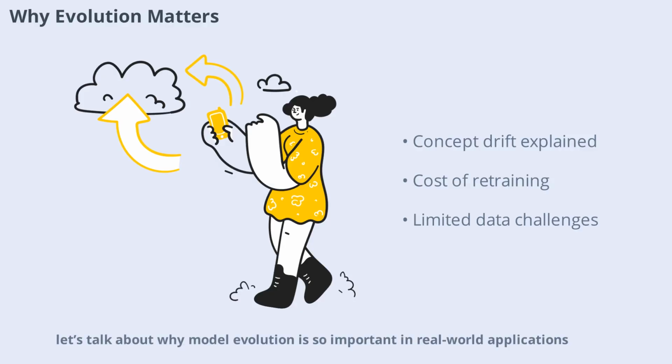real-world applications. First, there's concept drift. Data distributions change over time. Think about how shopping patterns shifted after COVID-19. If your recommendation model is trained on old data, it might fail to capture new behaviors.